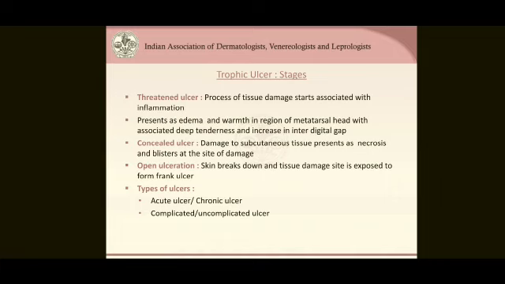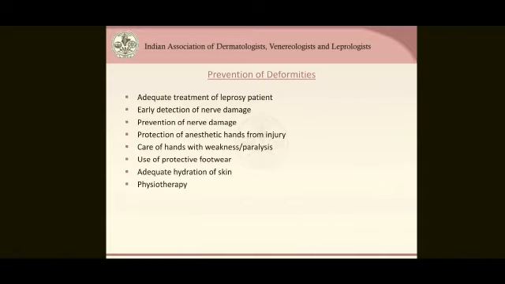It presents as edema and warmth in the region of the metatarsal head with associated deep tenderness and increase in interdigital gap. Concealed ulcer is damage to the subcutaneous tissue, presenting as necrosis and blisters at the site of damage. Open ulceration: finally when the skin breaks down, the tissue damage site is exposed to form a frank ulcer. Types of ulcers are acute or chronic, complicated or uncomplicated ulcer.